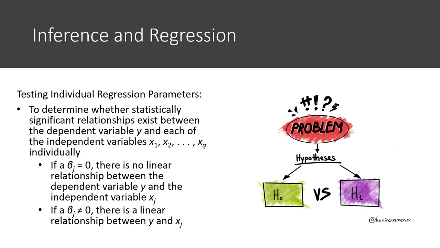So when we're testing our individual regression parameters, we need to determine whether we have a statistically significant relationship between our dependent variable and each of our independent variables. If our beta weight is 0, that means we don't have a linear relationship between the dependent variable and its independent variable. And if the beta value is not 0, then we do have a linear relationship.